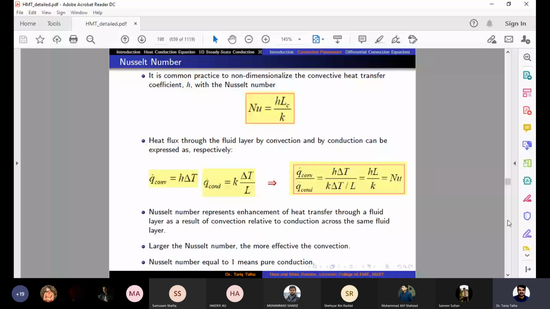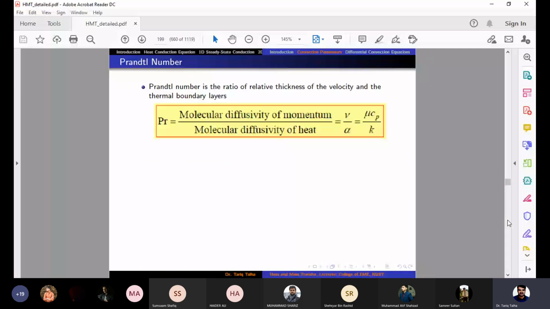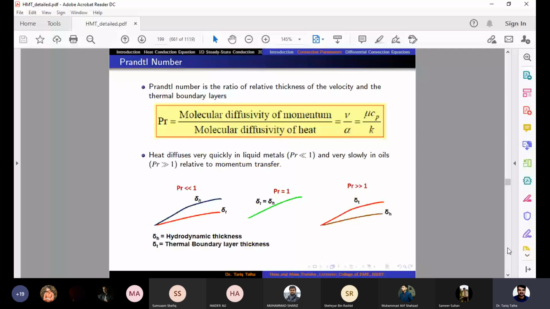And then the Prandtl number is the ratio of the relative thickness of the velocity and the thermal boundary layer. I discussed that for Prandtl number greater than 1, delta T is less than delta H. Delta H is the hydrodynamic thickness, and delta T is the thermal boundary layer. The formula is mu upon alpha, that is mu Cp upon K, and this is the ratio of molecular diffusivity of momentum to the molecular diffusivity of heat.